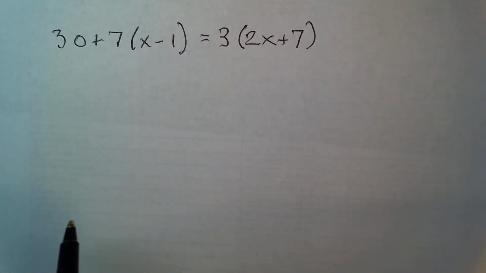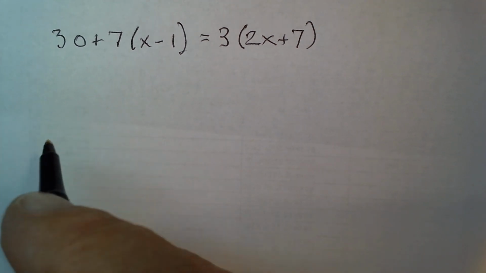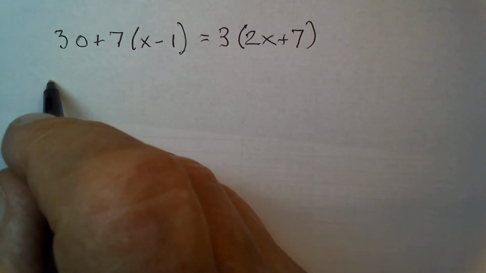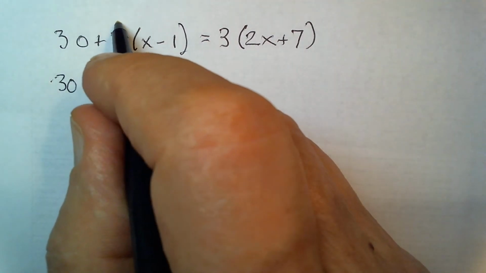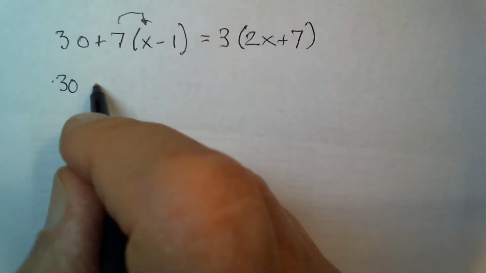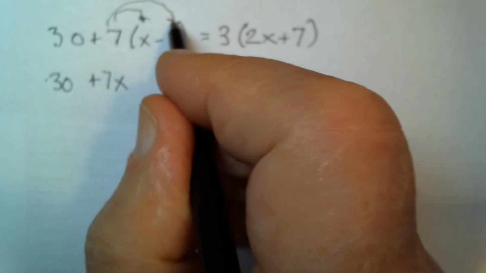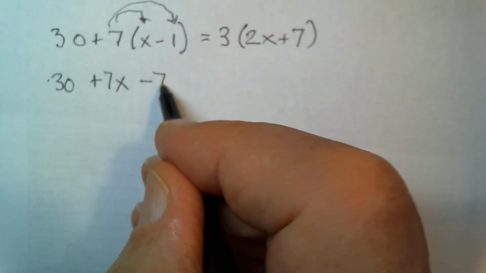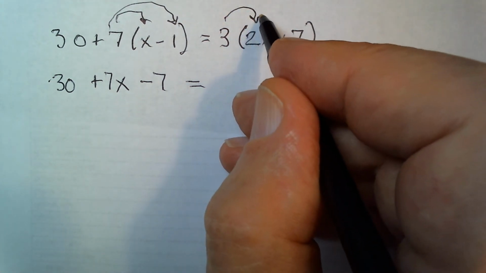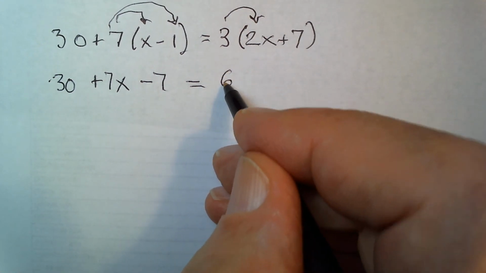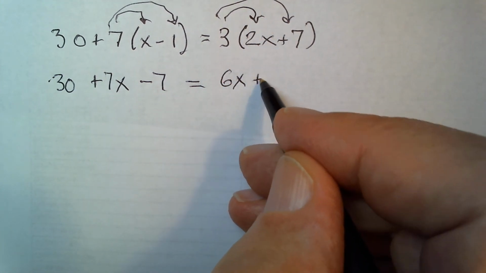The last example I want to do for you is one that involves parentheses. So that means we need to use the distributive property to eliminate the parentheses. So that means we multiply 7 times x, so 30 plus 7x, plus 7 times minus 1, that would be minus 7, equals, on the right side we have 3 times 2x, that would be 6x, and 3 times 7, that would give us a 21.